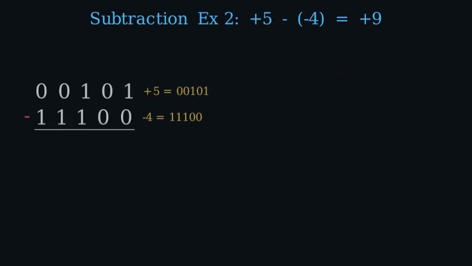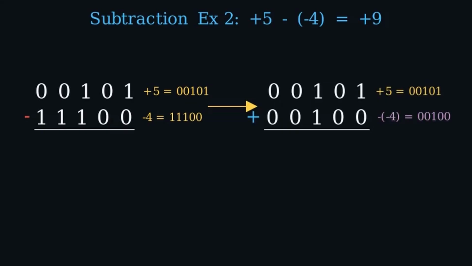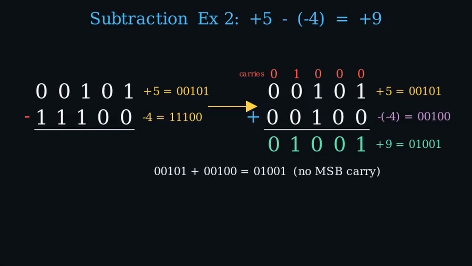Second example, 5 minus negative 4. So we'll take the subtrahend, the negative number, and invert it, or get it out of 2's complement, add like normal, and we get our answer. So 5 minus negative 4 is positive 9. No carry bit, so we get our answer.